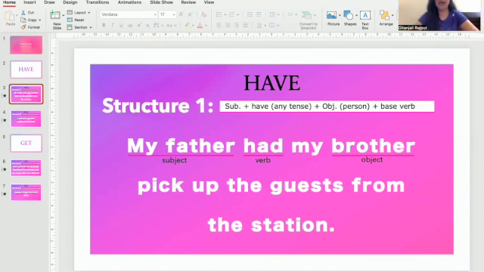My father had my brother pick up the guests from the station. In this particular sentence, the subject, my father, caused the object, my brother, to do an action which is pick up the guest. Now, this structure is used when we want to highlight the doer of the action. Remember, this is an active structure, and here the doer is important.